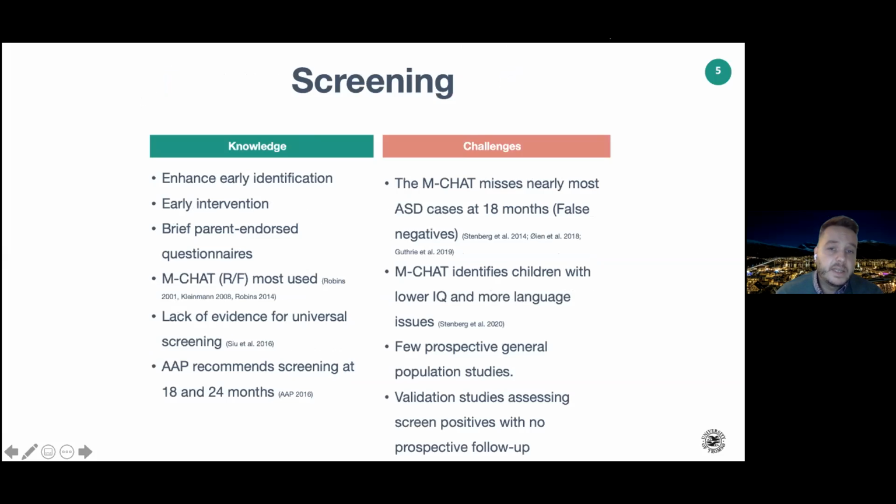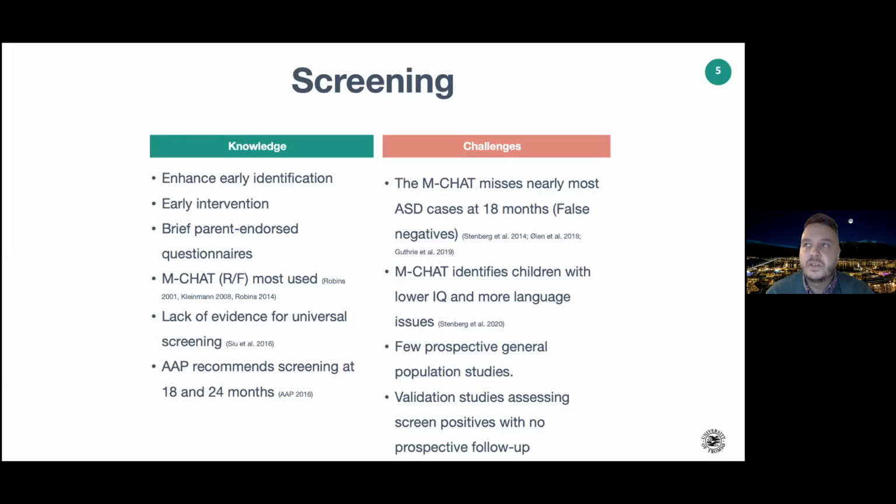And when we look at screening instruments, during the last years there's been a massive discussion regarding screening. In Europe, we have the NICE guidelines, and we have research that says that there is not enough research to recommend universal screening. That means screening everyone in the population. But we know from studies that it might enhance early identification for some and provide early intervention at an earlier time.